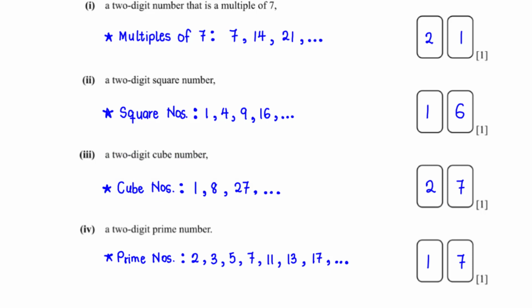Put 2 cards side by side to show a 2-digit prime number. Here is a list of prime numbers. We want a 2-digit number from this list that can be formed with the number cards we've been given, and so we go with 17.